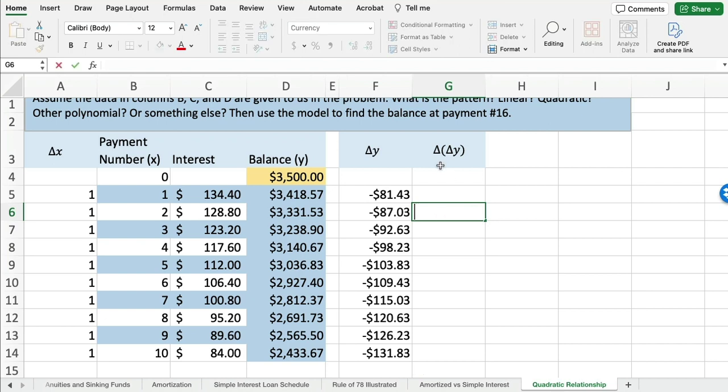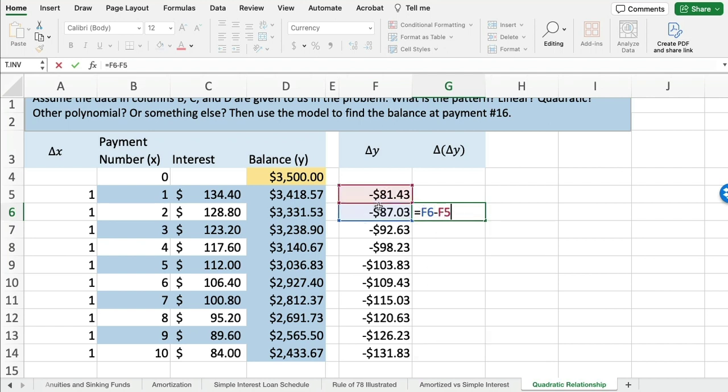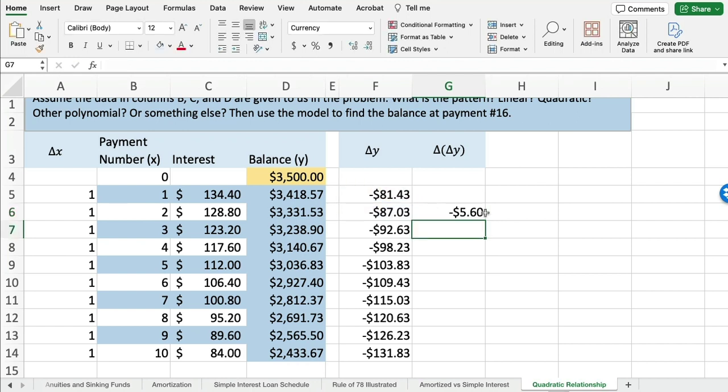Then we go to our delta y column, and I have to go down one row because we need to be able to subtract two delta y numbers. So if we're going to subtract F6 minus F5, then we need to be here in G6. So in cell G6, we're going to type equals, and we're going to do F6 minus F5. So two consecutive delta y numbers are getting subtracted. Hit enter and fill down.